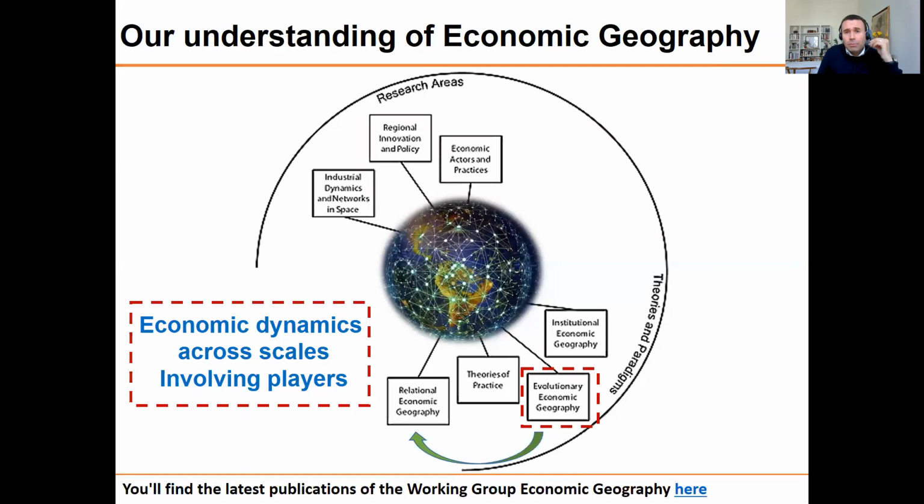So let's go now a bit more into economic geography before a break, maybe in 10 minutes or so. You find this diagram on the economic geography working group page, very useful to understand how we position ourselves.